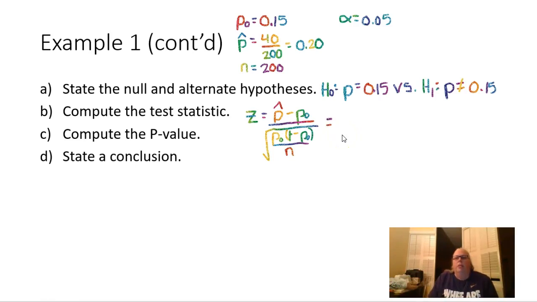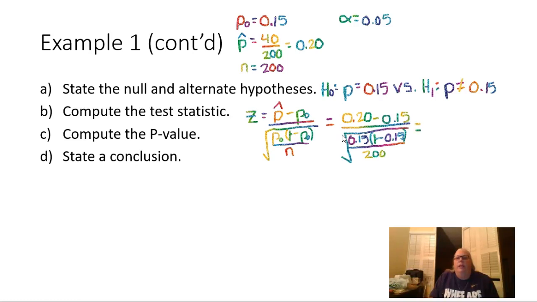All right, so let's plug our numbers in there. Let's see, p hat we're given to be 0.2. P0, we already said that was going to be 0.15. We will divide this by the P0, 0.15, times 1 minus 0.15, divided by n, which they told us was 200, and this gets square rooted.